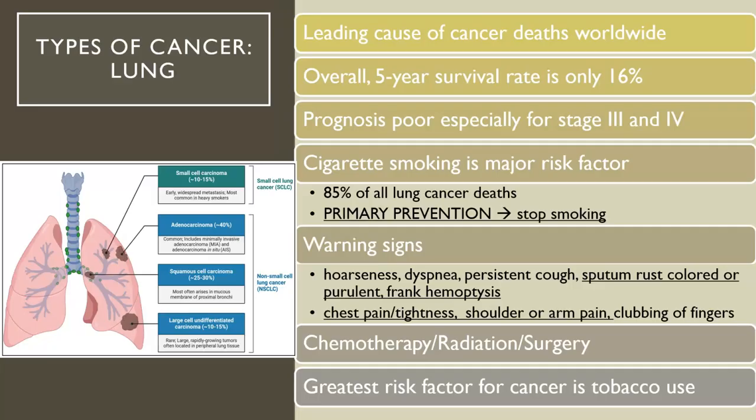Primary prevention, stop smoking. Warning signs: change in voice, having a cough, coughing up red colored or rust colored purulent sputum, chest pain, tightness, shoulder or arm pain, clubbing of the fingers. Of course, you see that with smokers long term. How we treat it: chemo, radiation, and surgery. Greatest risk factor is tobacco use.